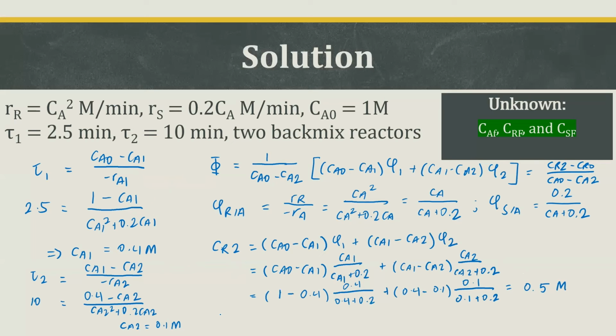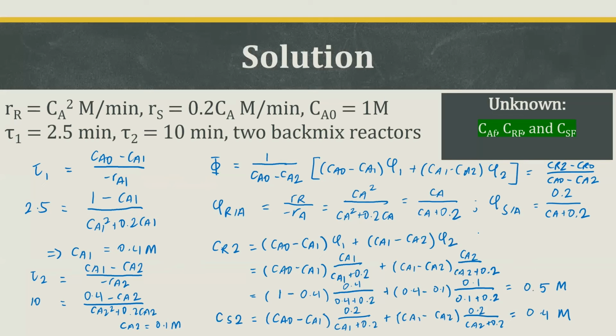Okay. For CS2, I won't write the full detailed solution, but we will use the same formula. But this time, the phi of 1 should be equal to 0.2 over Ca plus 0.2, since that's the phi of S over A. So I'll just write the working equation for this one, and then I leave the verifying part to you. All right. Ca1 minus Ca2, Ca2 plus 0.2. You should get here 0.4 moles per liter.